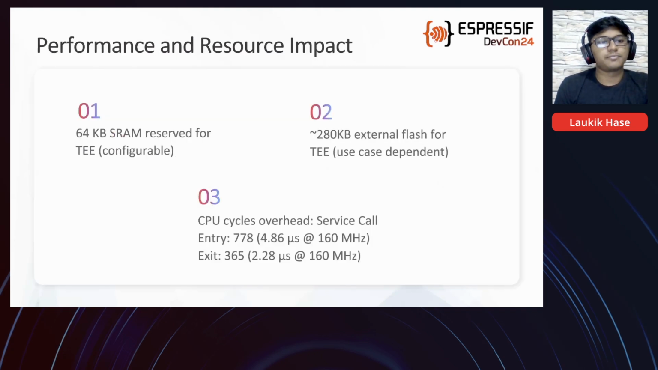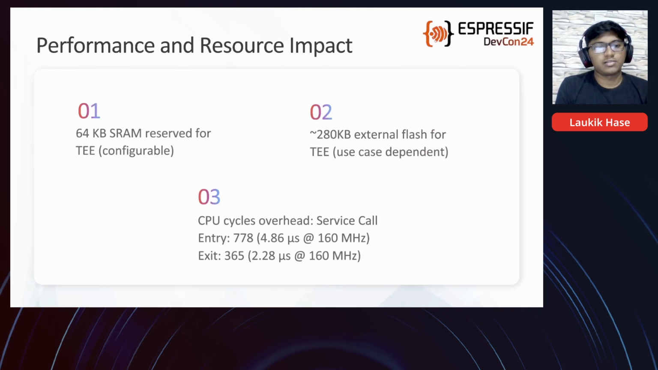Now let us discuss some numbers regarding the performance and resource impact. 64 kilobytes of SRAM and about 280 kilobytes of external flash are reserved for the TEE. Do note that these numbers are configurable and depend on the use case. For example, if the attestation service is not required, the SRAM usage can be reduced. Or if TA OTA is not required, then you can remove one of the TEE app partitions that we have, which can reduce the external flash requirement to about 128 KB.